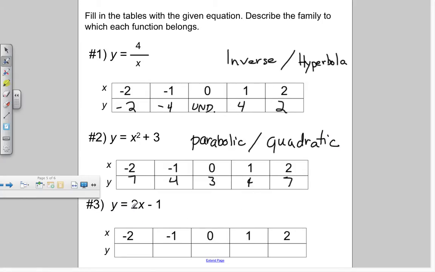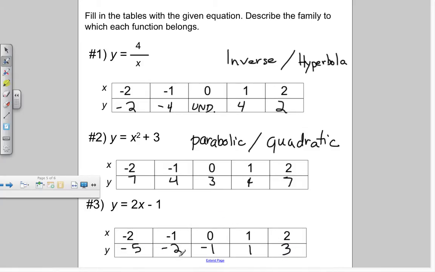Finally, y equals 2x minus 1. Hopefully you see it and you can tell which one it is. If I plug in negative 2, I get negative 4 minus 1 or negative 5. If I plug in negative 1, I get negative 2 minus 1 or negative 2. If I plug in 0, I get 0 minus 1 or negative 1. If I plug in a 1, I get 2 minus 1 or 1. If I plug in a 2, I get 4 minus 1, which is 3.